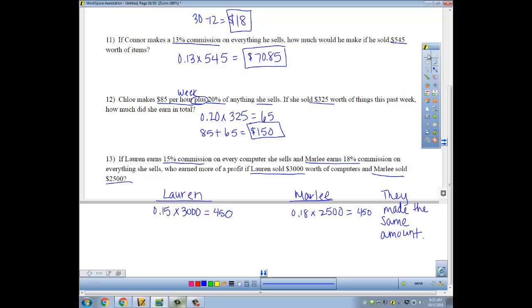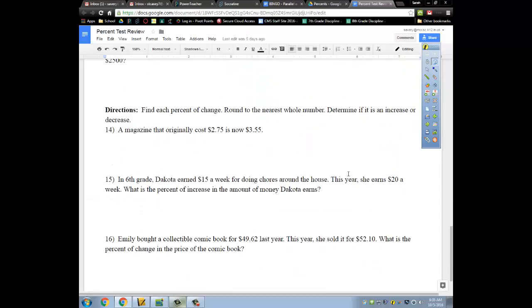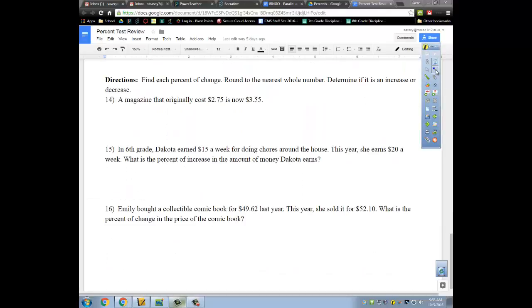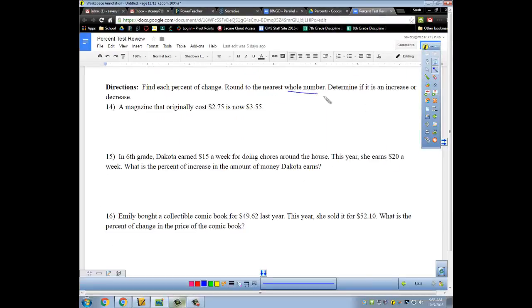Okay, the last three questions we're doing percent of change. So round to the nearest whole number, and we also need to say if it's an increase or decrease. So first I need to figure out how much it changed. To do that, subtract. So subtract them in any order. I usually do biggest minus smallest. So that's 0.8. Then that's the change. I still need to turn it into percent. So we're going to divide. You always divide by the first number.